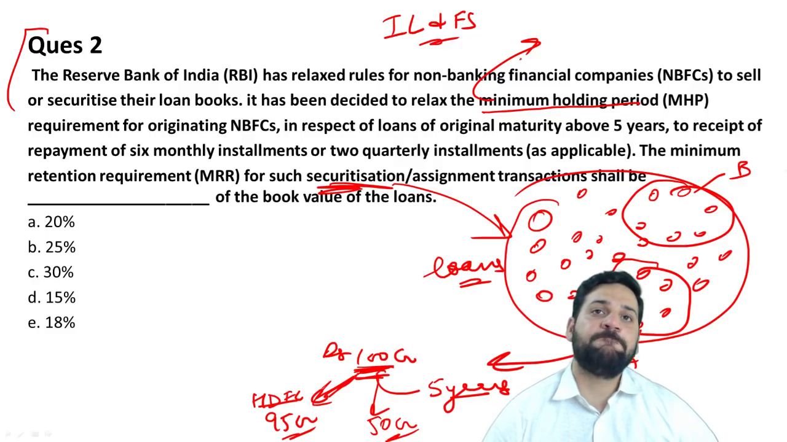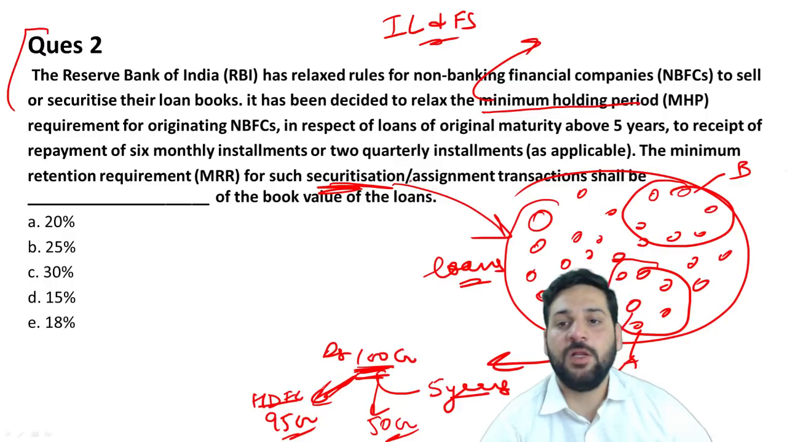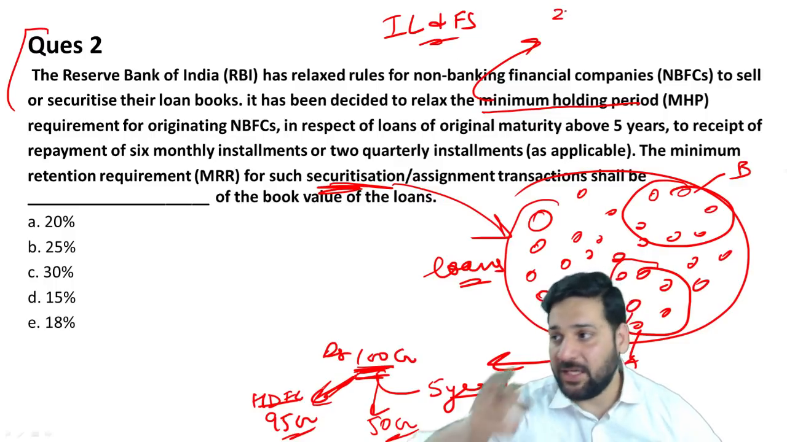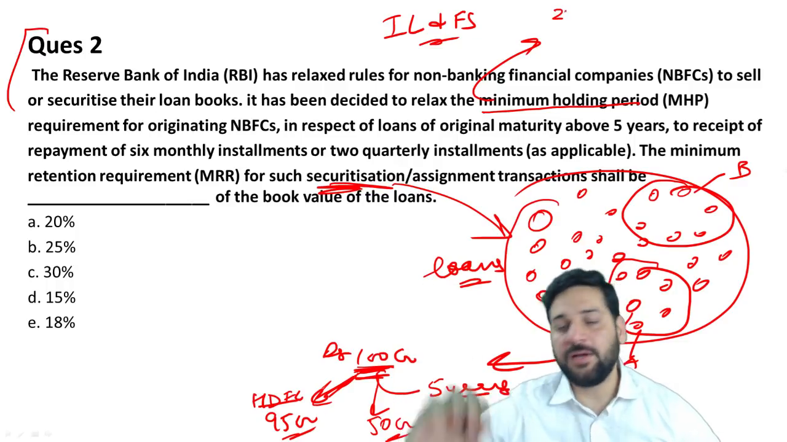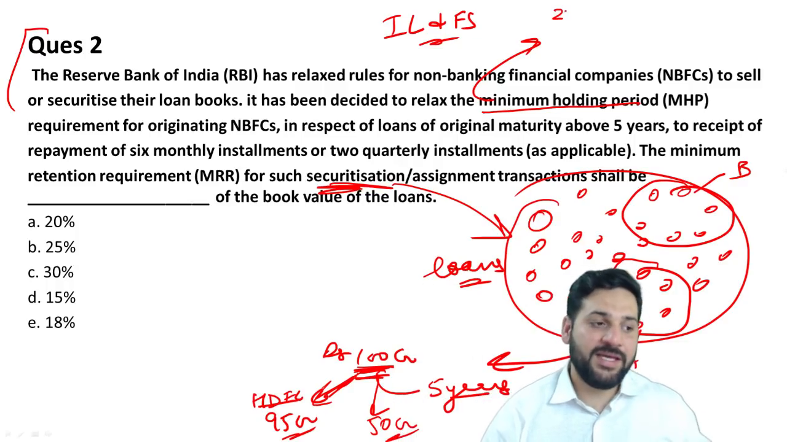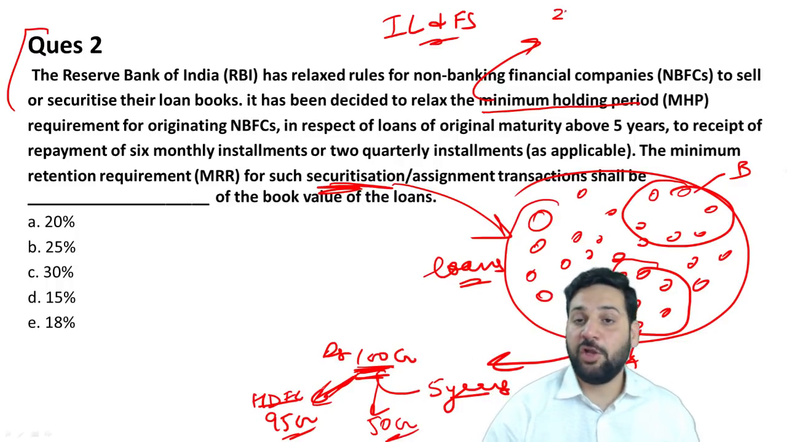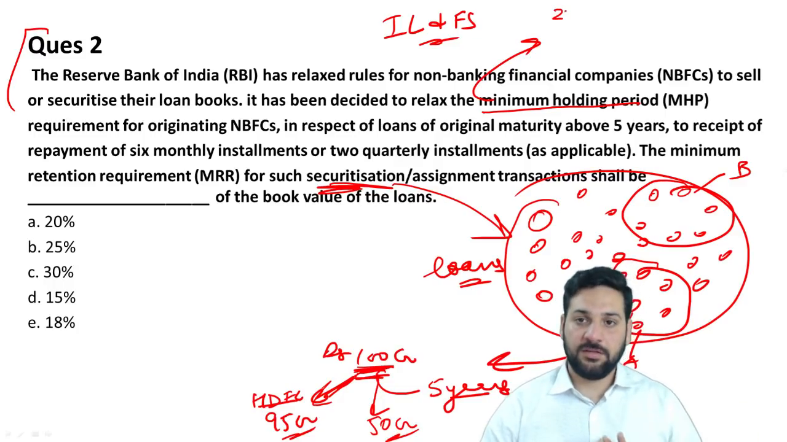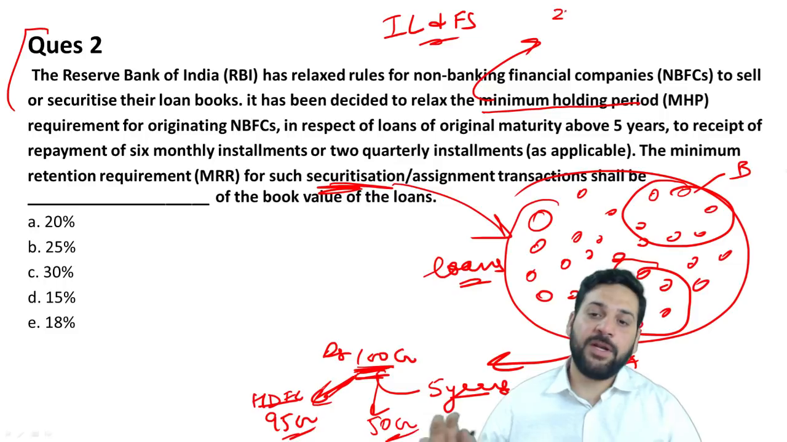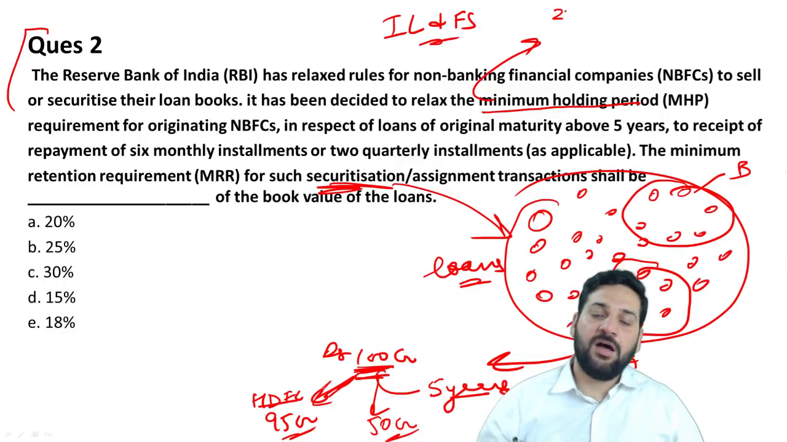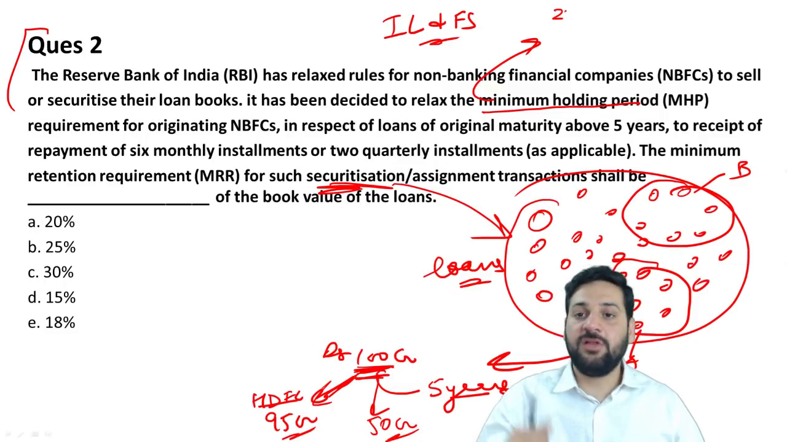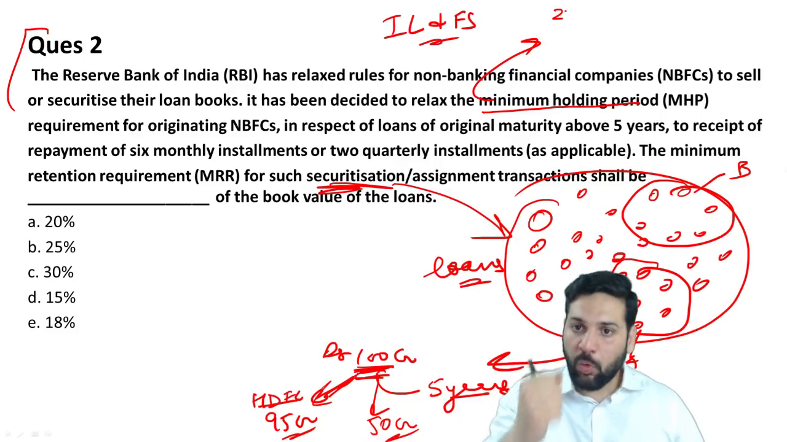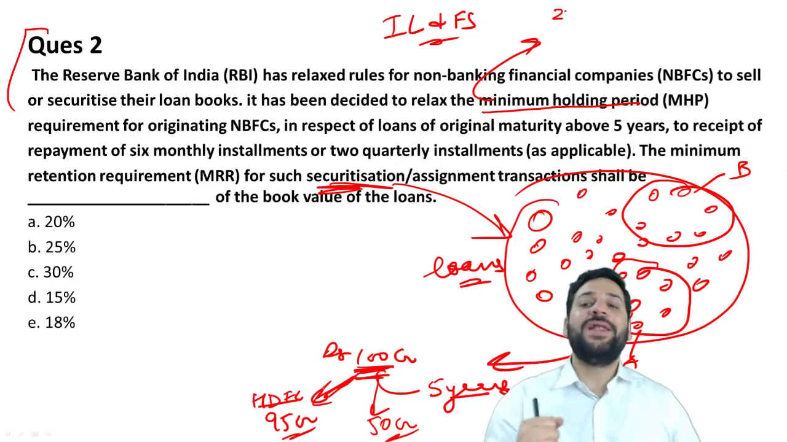Let's say the NBFC gave me a loan 2 months back. They cannot sell my loan to a third party, because there will be a lot of risk. RBI has given a limit, and up to that limit the NBFC needs to hold my loan. My loan is an asset to the NBFC, so they need to hold that. That is the minimum holding period.